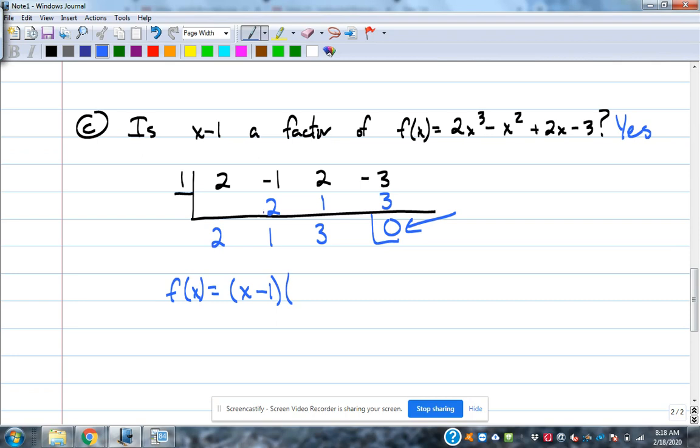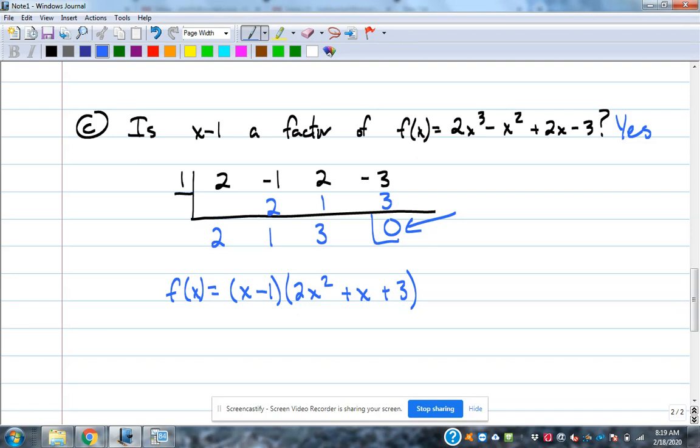x minus 1, and then the other part is 2x squared plus x plus 3. So it took this polynomial and broke it down from a cubic to start with into a linear times a quadratic. We have tons of tools for solving quadratics. We've got the quadratic formula. We've got factoring with the x method. If there's not a plain x in there, we could do solving by square roots, completing the square. There's all kinds of things that you can do to solve a quadratic. We don't have near as many tools for solving cubics.